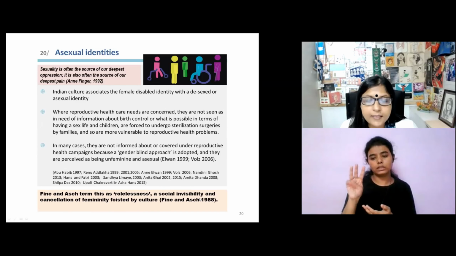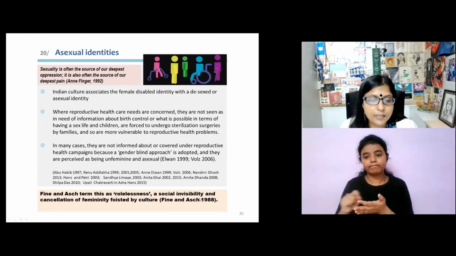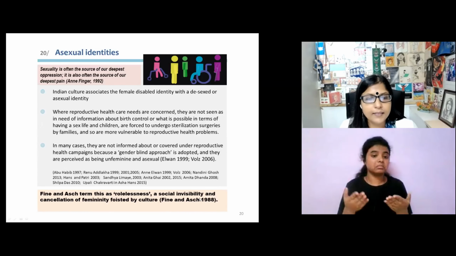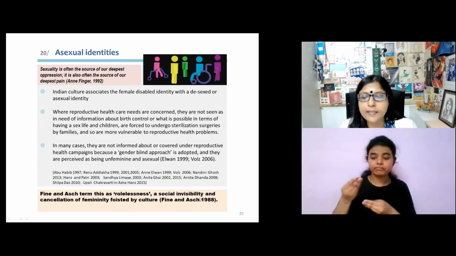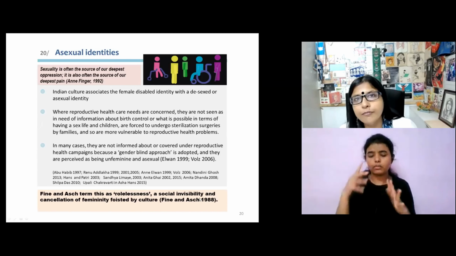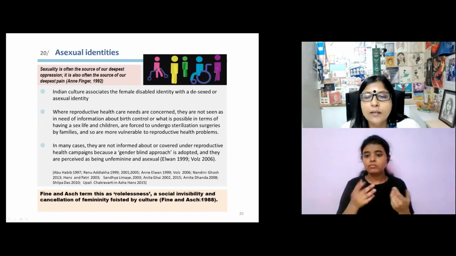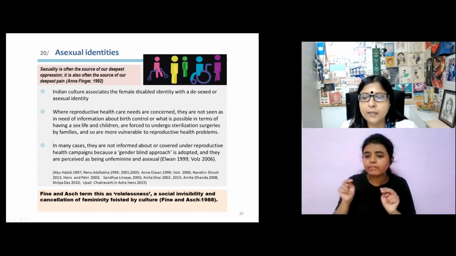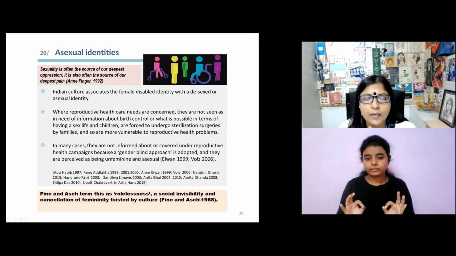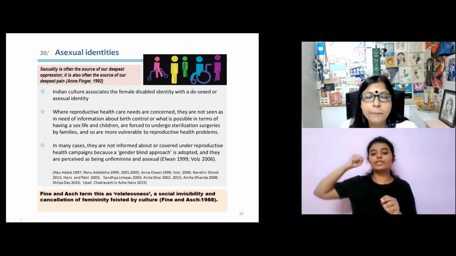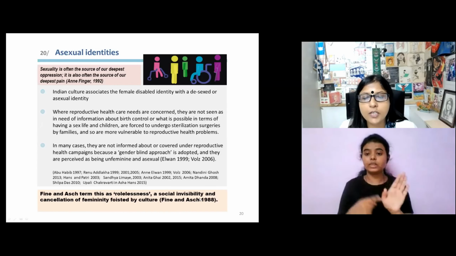So women's sexuality is condemned in many societies and cultures, as we know. And traditional sexual morality basically provides spaces where women are not only kept under control, but are also denied access to resources and a life that is outside the private. So Indian culture associates the female disabled identity with a desexed or asexual identity. And as Professor Ghai writes in her book in 2015, it is well seen, for example, in the Punjabi community. Her example is from there, which forbids non-disabled girls from sharing a room with their male cousins, while allowing disabled girls to do so.